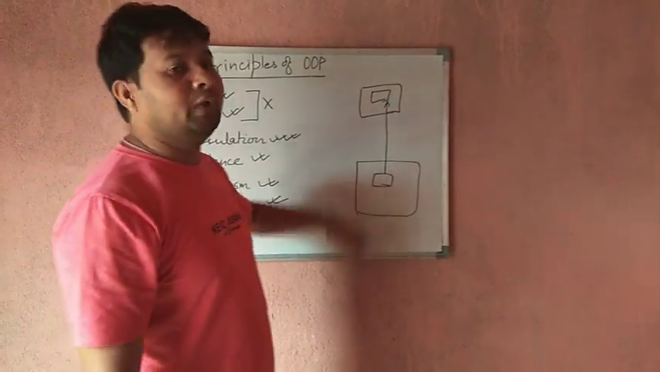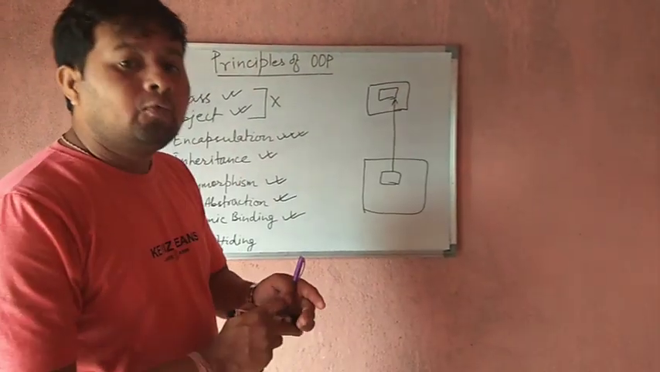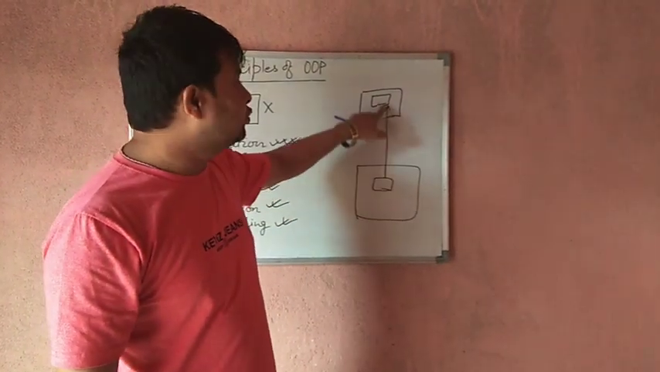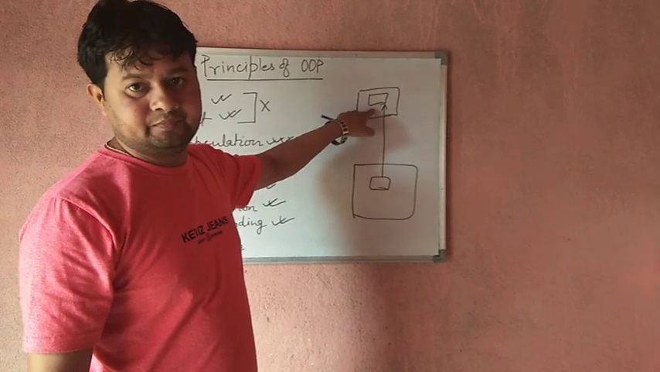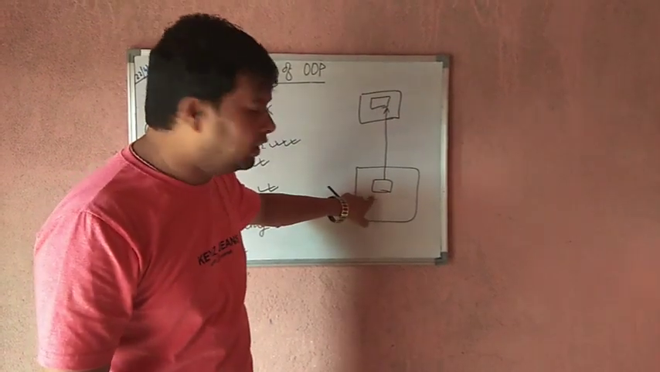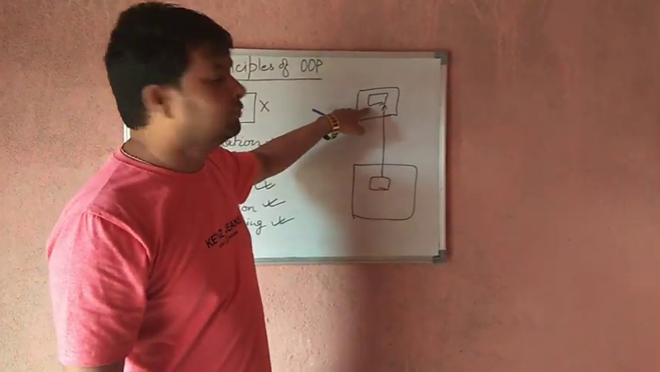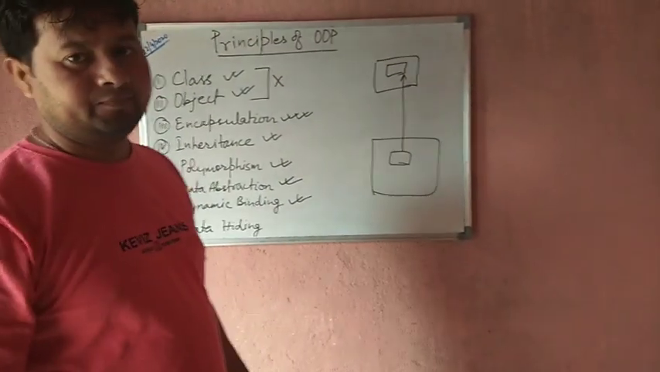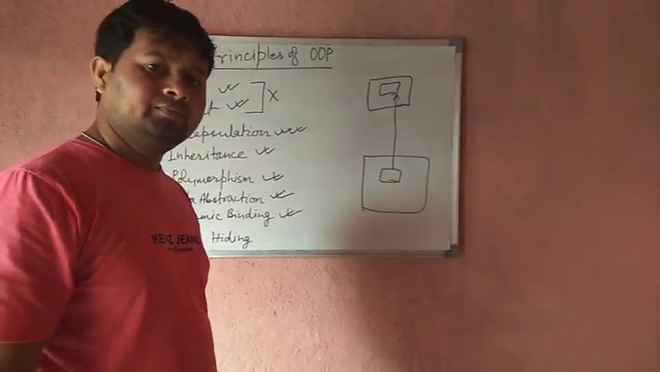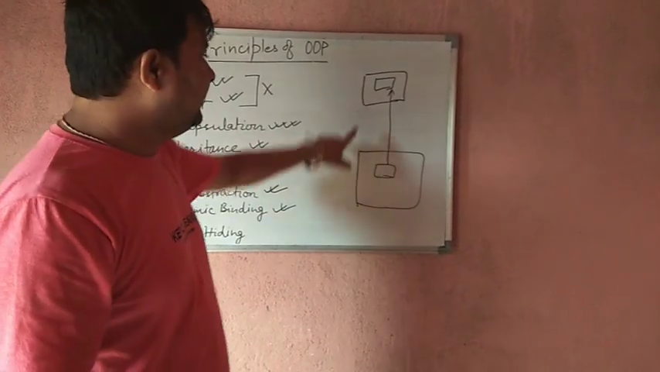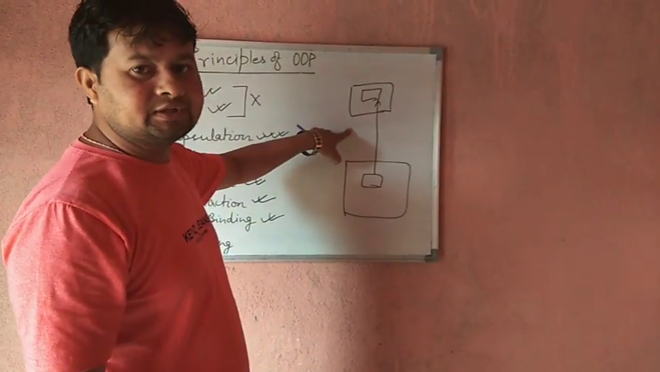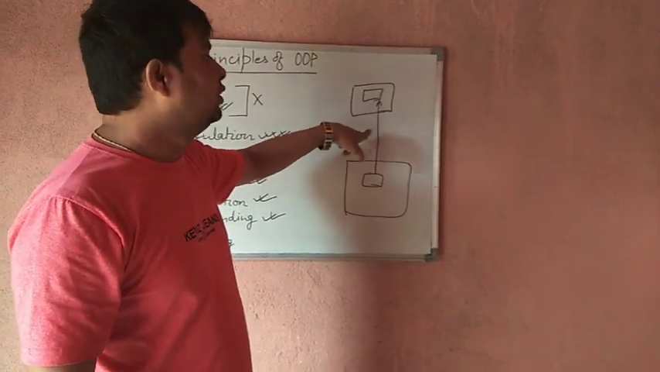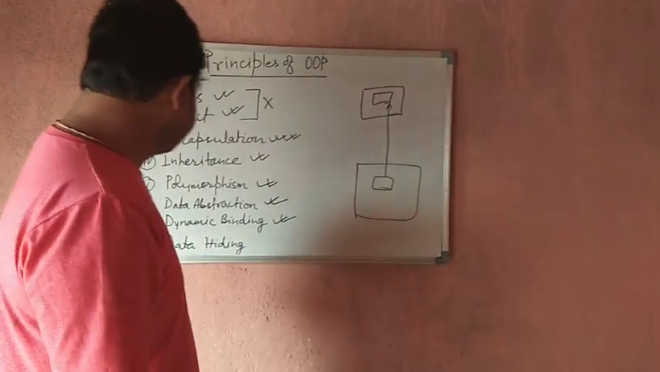In dynamic binding what happens? Function call is linked with function definition. That is called dynamic binding. Okay? I'll make it clear once again when we learn functions. That time I'll tell you once again what this is.